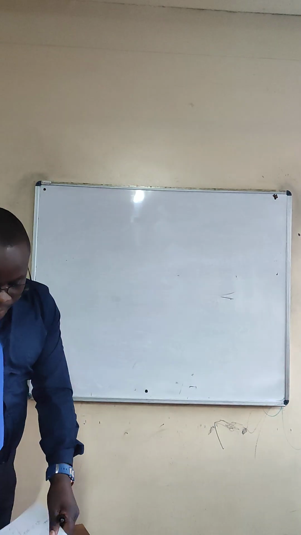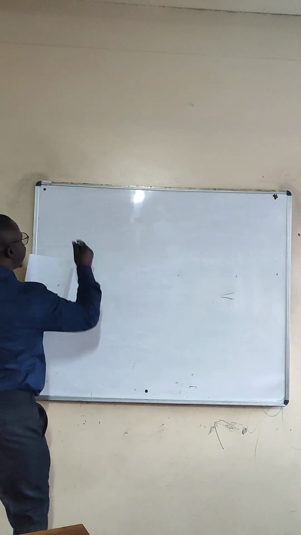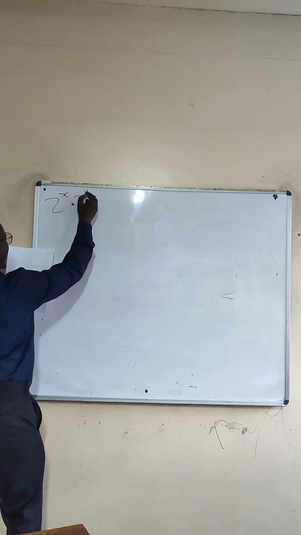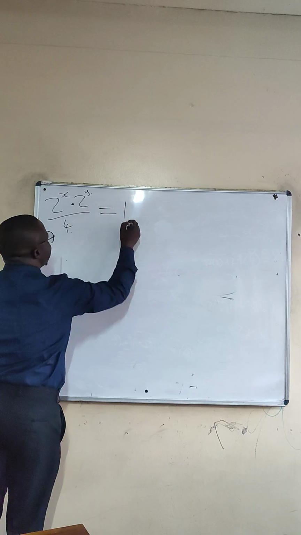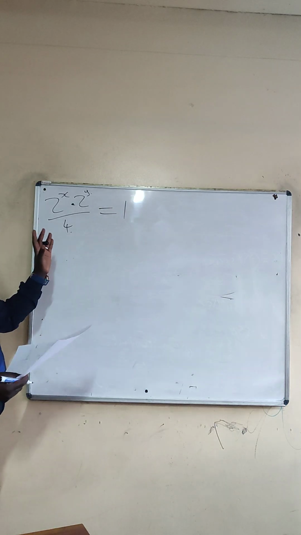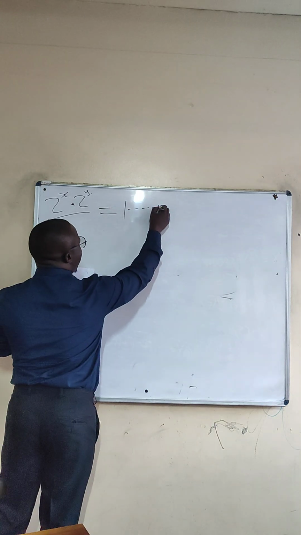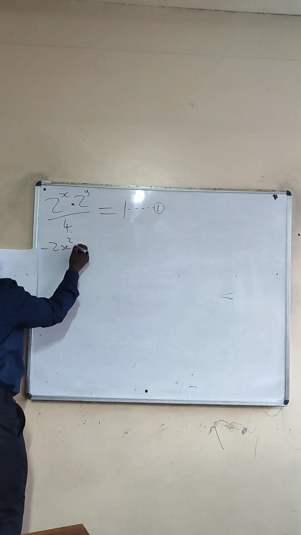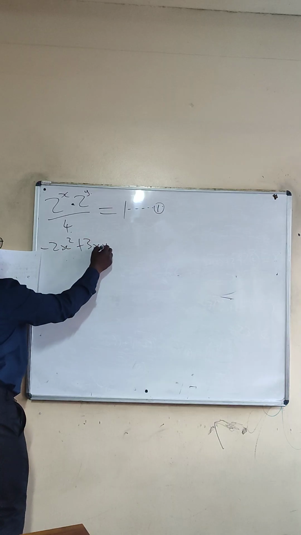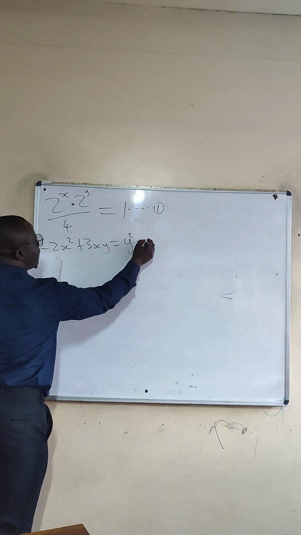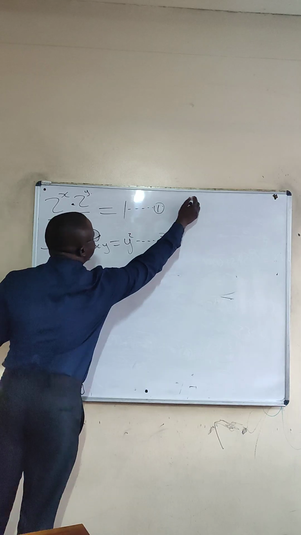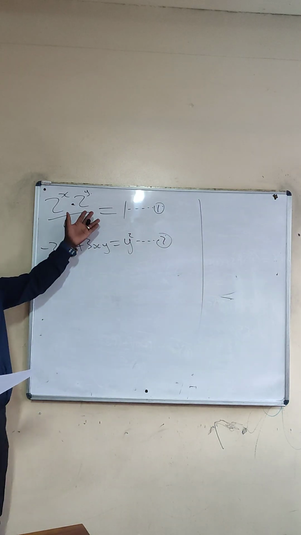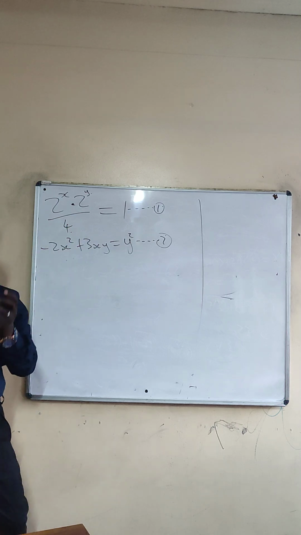So the next question, which was question 1.2, had 2 to the power of x times 2 to the power of y, everything over 4, is equal to 1. This was given as our equation 1. Then we also had negative 2x squared plus 3xy is equal to y squared. This was equation 2.